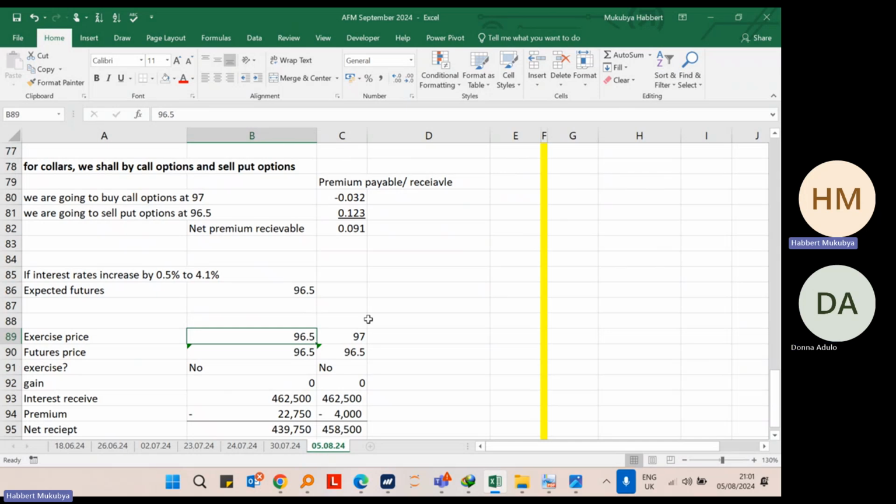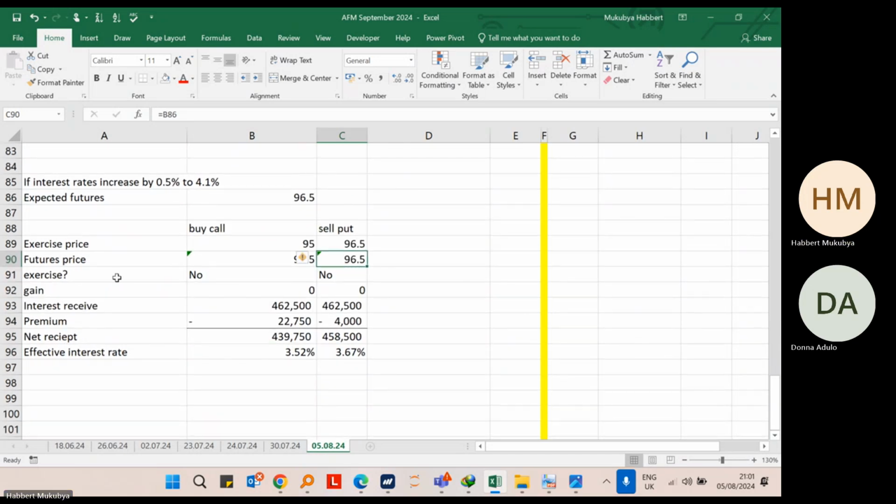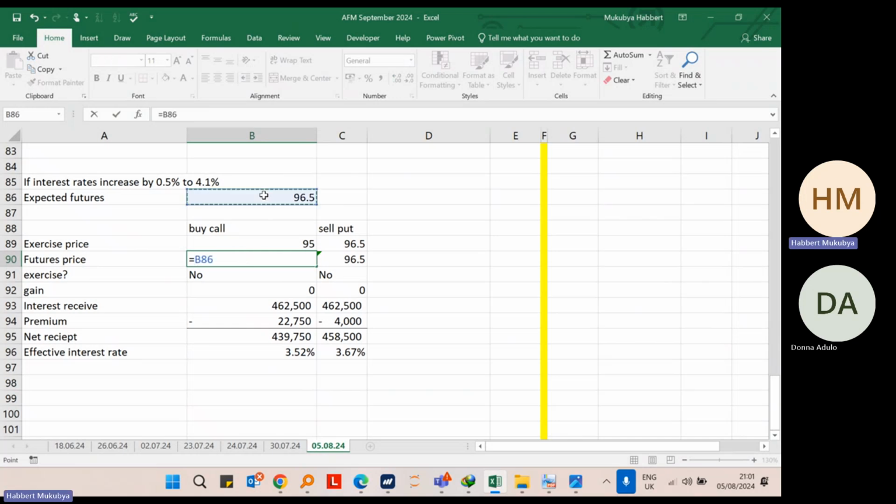So we are using call options of 97. So we shall put 97 here. These are the ones that we are buying. Then we are selling the put at 96.50. Then the futures price is here 96.5.